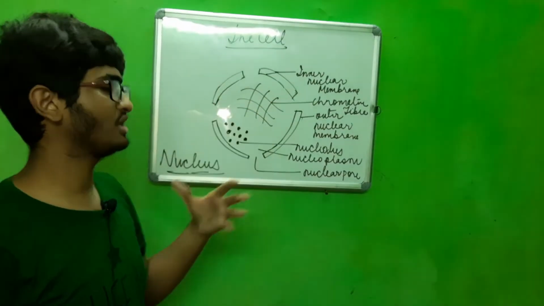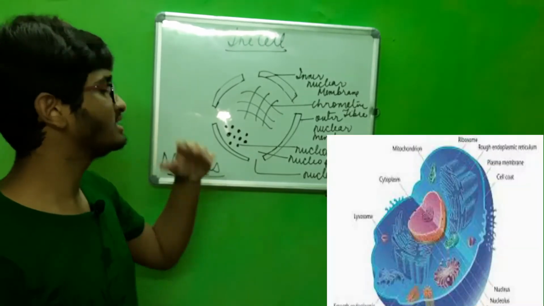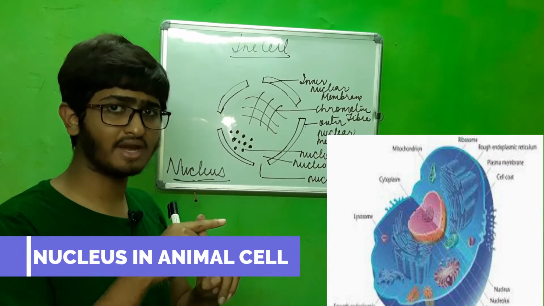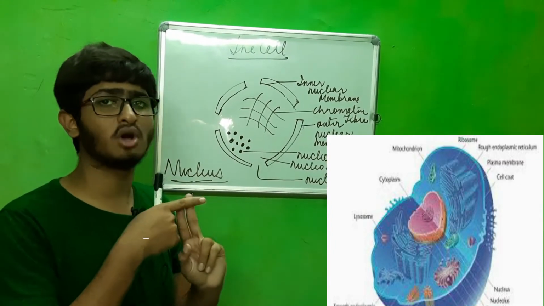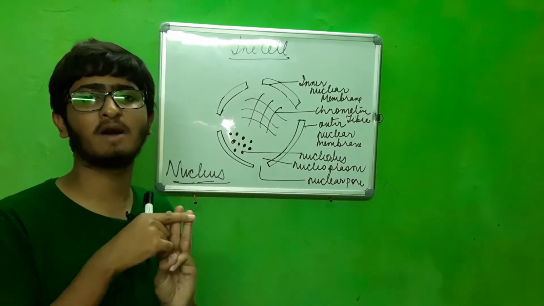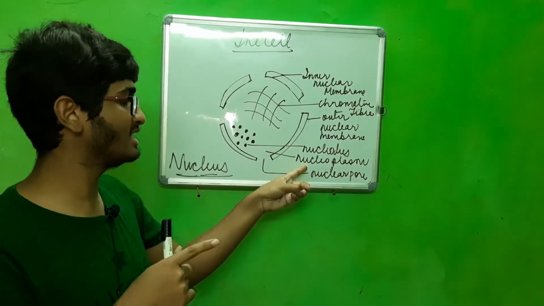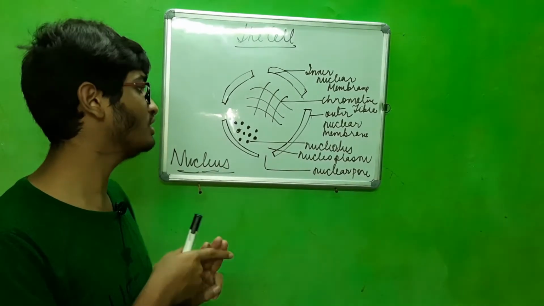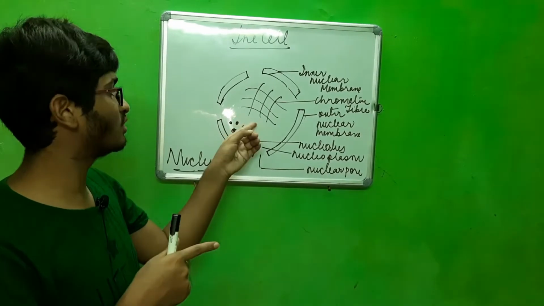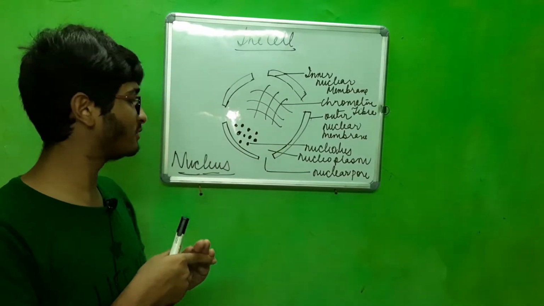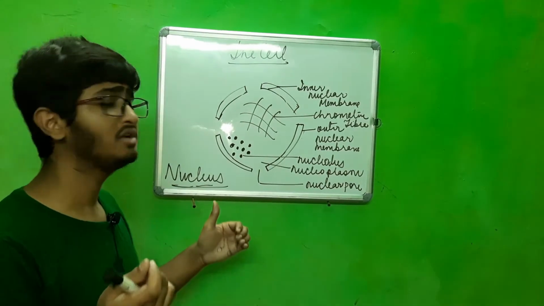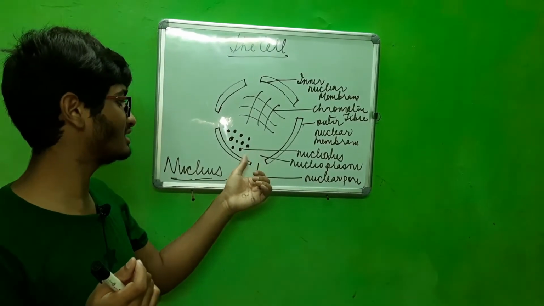The structure first of all. Nucleus is an organelle which is covered by a double membrane. The membrane is not continuous, it has pores in between. Inside it, it has a dense part of cytoplasm that is known as the nucleoplasm. Fourth thing, inside the nucleoplasm we have thread-like structures which are known as chromatin fiber. Fifth thing, we have granular structures inside the nucleoplasm, that is known as the nucleolus.